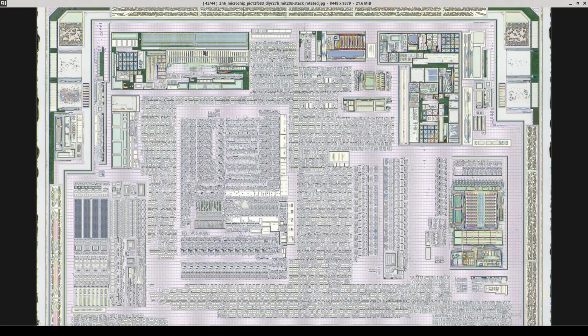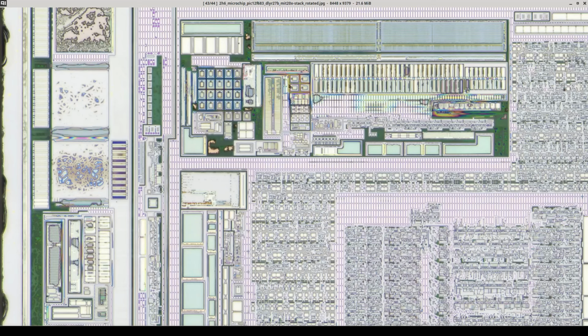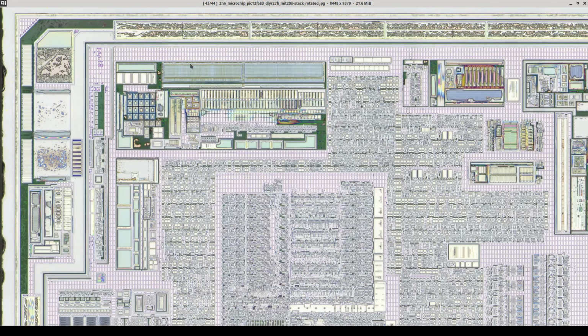Then moving up here, we see a couple of different small analog blocks. There's this one here, this one here, this one here. And looking at some of the partially deprocessed images, we can see polysilicon resistors were here before they were etched off. There's still one partially intact here, a bunch of big capacitors. So one or both of these blocks are likely related to the RC oscillator that is used when the external crystal is not connected.